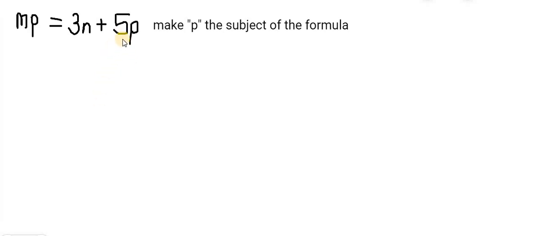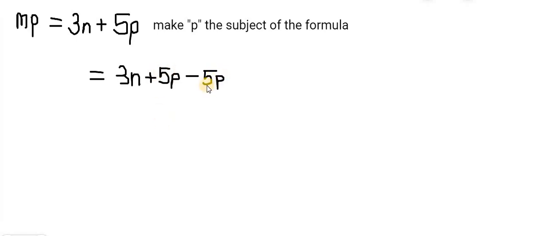So, to get 5p, or in this case, plus 5p, to the left, I have to use the opposite or the inverse sign of plus to get rid of 5p from the right. So that would make it minus 5p.